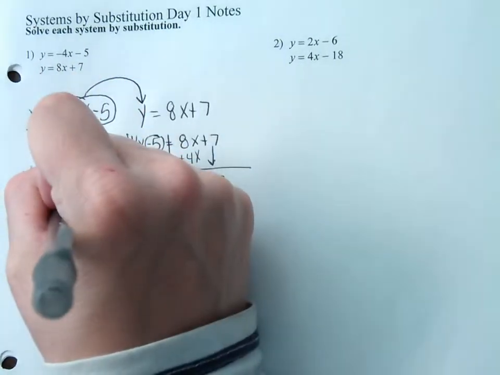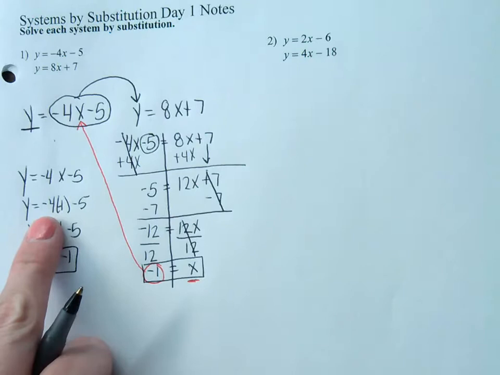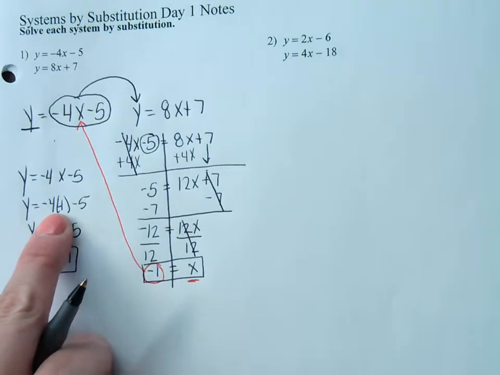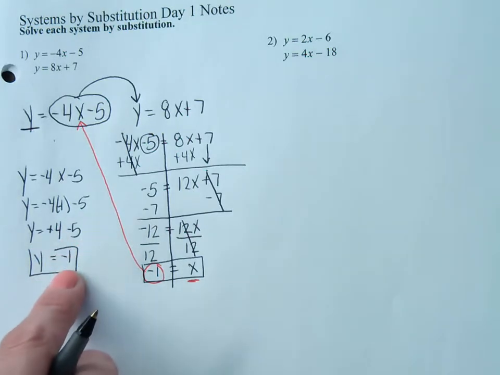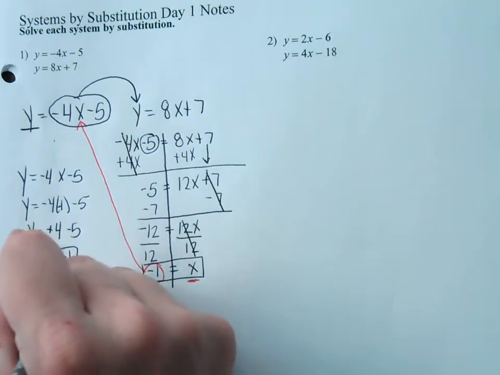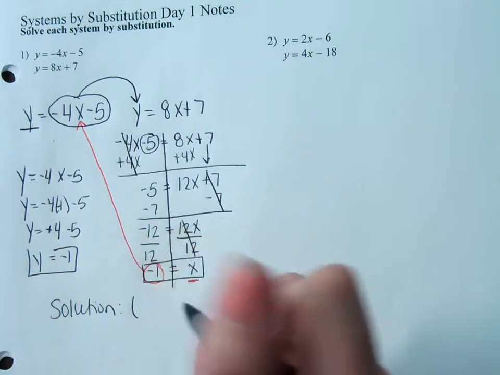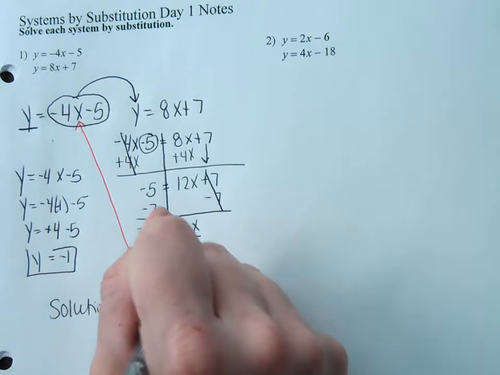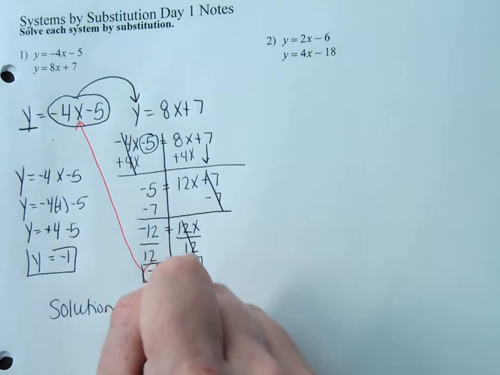That's supposed to be negative 1. So I apologize. I did not write the negative sign down for the negative 1. So negative 4 times negative 1 is positive 4, and positive 4 minus 5 is negative 1. So our solution is x comma y, which is negative 1 comma negative 1.